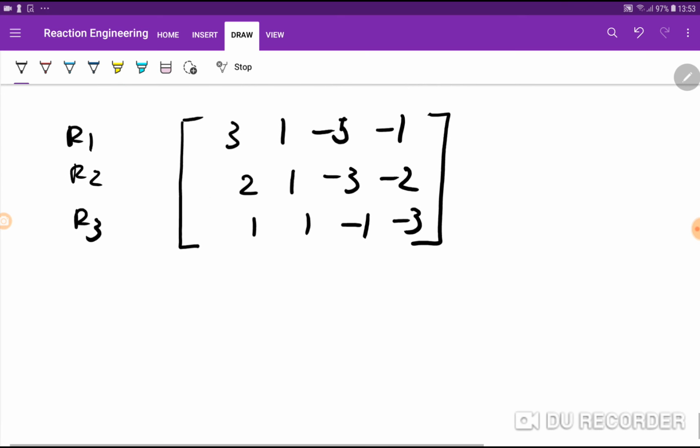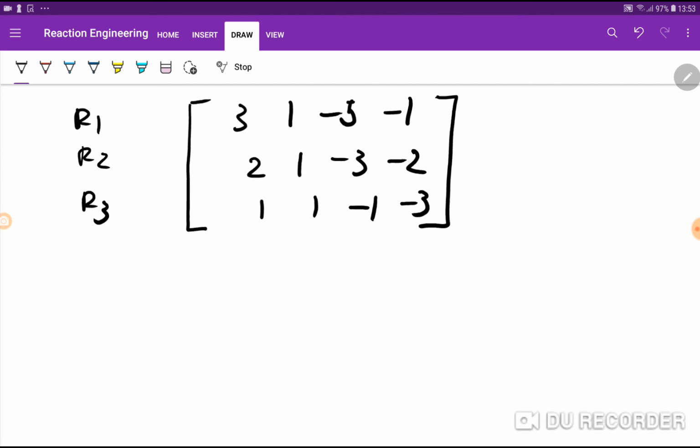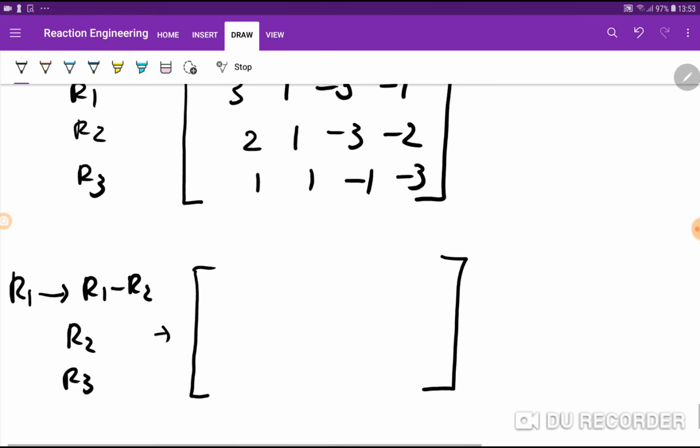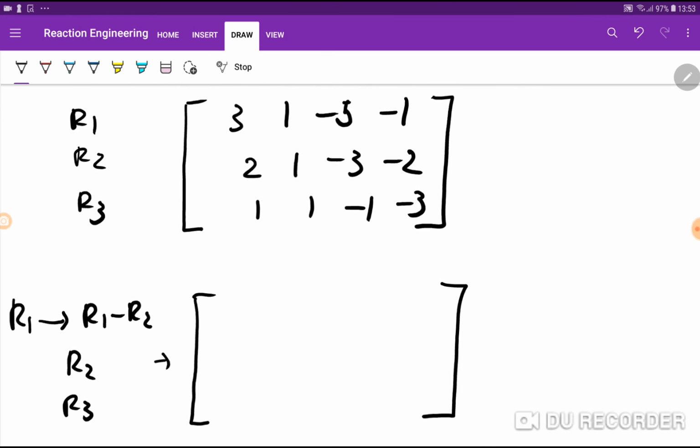The first step, remember, is to create the 1 in the top left. So how do I generate it? I'm going to replace R1 with R1 minus R2, and the rest I keep the same. What does it mean? Instead of being 3, R1 becomes 3 minus 2, which is 1, then 1 minus 1 is 0, -5 minus -3 is -2.